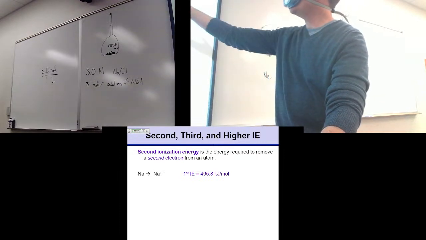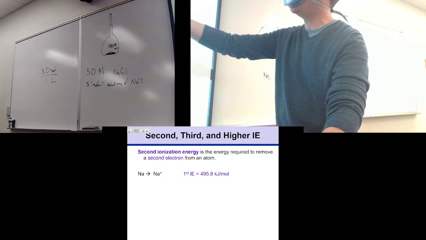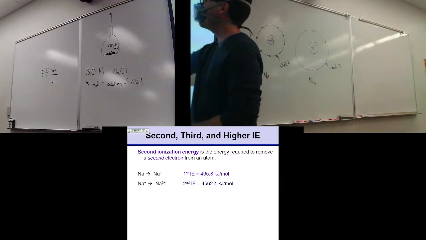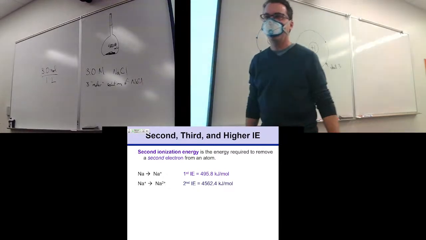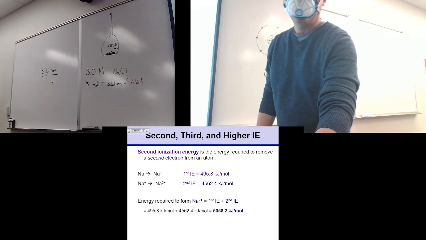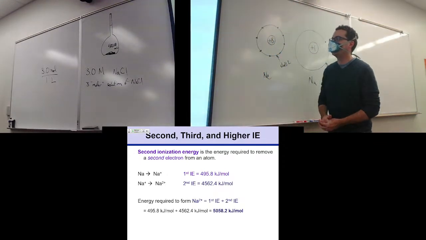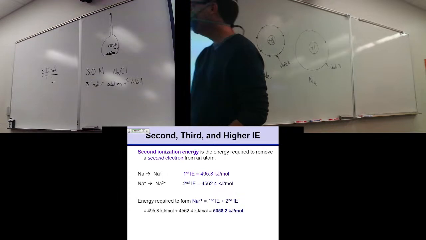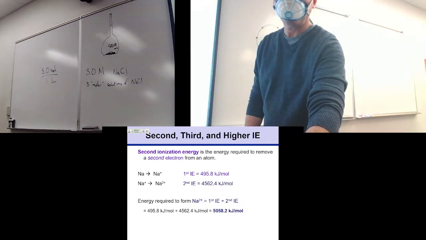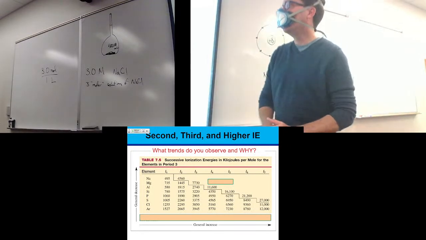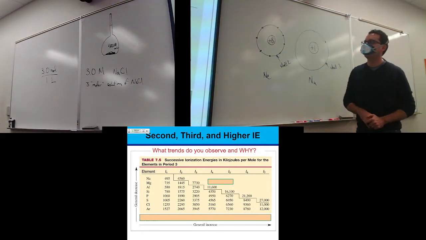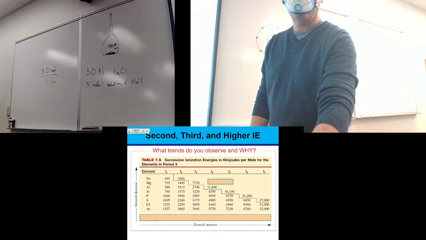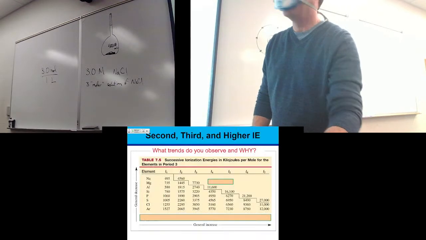So there's the first ionization energy for sodium, removing one electron from a neutral atom to make sodium plus. And then if I do it again, that's the second ionization energy. Notice the difference. Almost 10 times as much energy required. So the total energy required to make sodium 2 plus is this whopping 5,000 kilojoules per mole. Here is the graph that shows you these different ionization energies. Let's look at some of the trends and understand what we're seeing here.